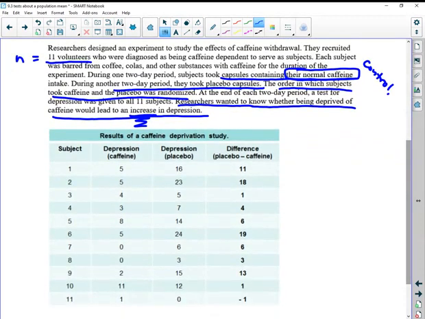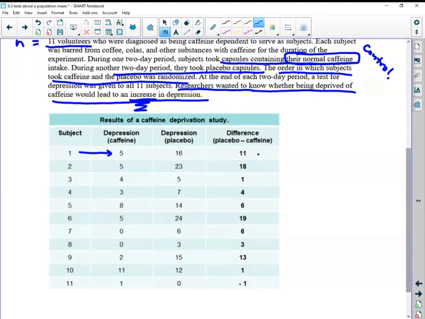And so here's the results for subject 1. They had a 5 for depression with caffeine, a 16 for depression without, so their placebo minus caffeine is 11. So I'd say that looks like more depression for that individual.